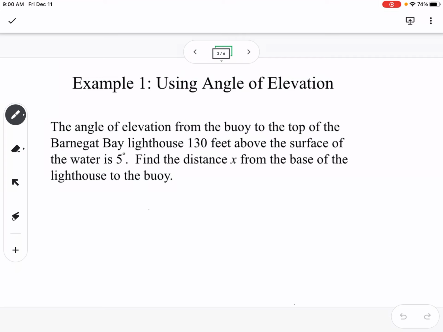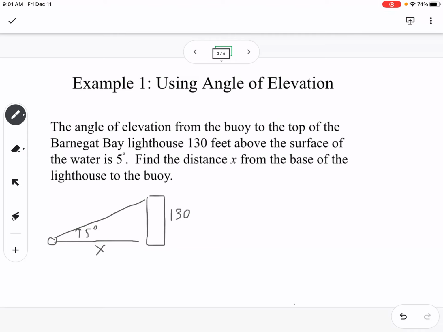Okay, so example 1 says using angle of elevation. The angle of elevation from the buoy to the top of Barnegat Bay Lighthouse, 130 feet above the surface of the water, is 5 degrees. Find the distance x from the base of the lighthouse to the buoy. So here's a buoy, here's a lighthouse. Our angle of elevation, from the horizontal upward, is 5 degrees. The lighthouse is 130 feet above the surface of the water, and we're trying to find the distance from the base of the lighthouse to the buoy.